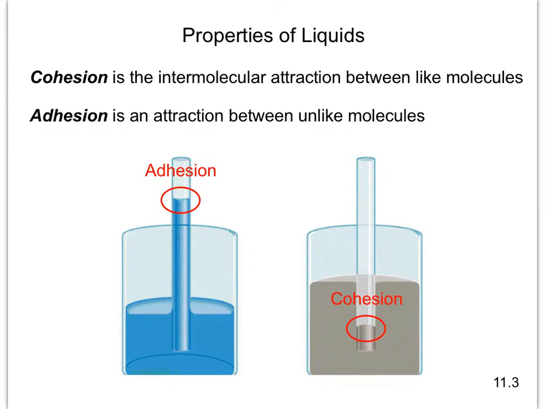Cohesion and adhesion. Cohesion is the molecule sticking to itself. Adhesion is it sticking to other things. Water can stick to itself really well. The stronger the intermolecular forces, the more cohesive a liquid will be. But water also is able to attract to other molecules that are polar, other non-water molecules that are polar. So adhesion and cohesion both for water.